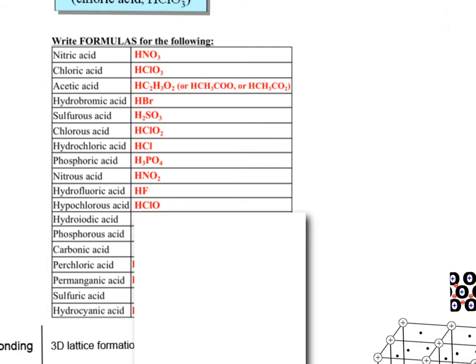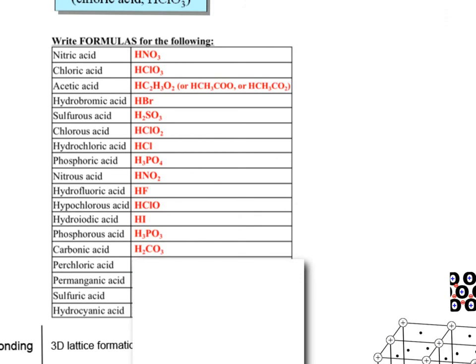Hydroiodic acid and phosphorous acid, HI, and H3PO3. Carbonic acid, my favorite. Perchloric acid, HClO4.